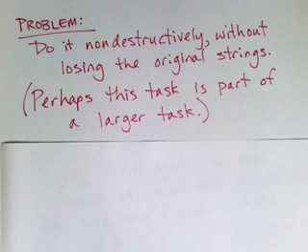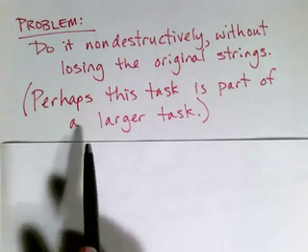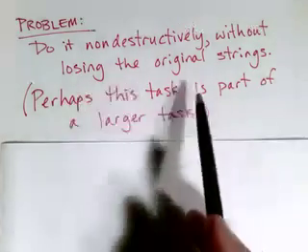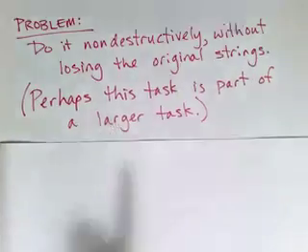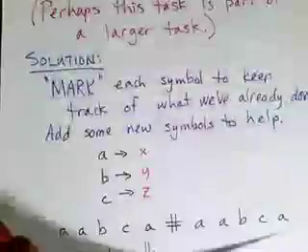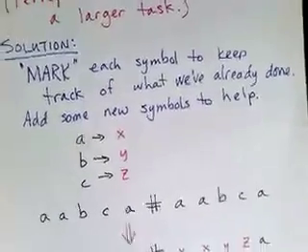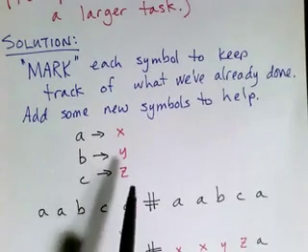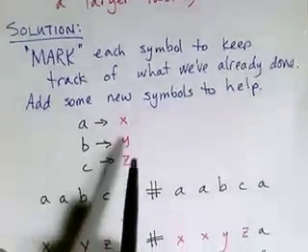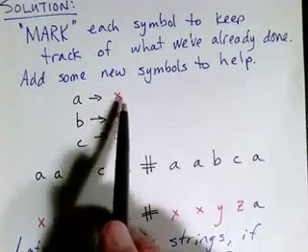Now, if this is going to be part of a larger Turing machine, we'd like to be able to do this task non-destructively without turning the original strings into X's. We don't want to lose that original data. So what we're going to do is use a slightly different technique where we mark each symbol, but we're going to use different symbols to do the marking so that we're not going to lose the information of what was there originally.